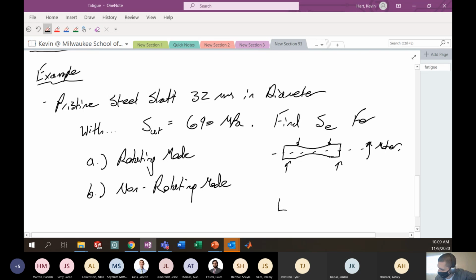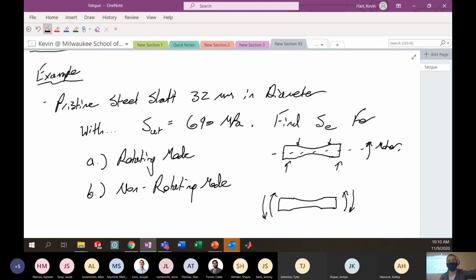A non-rotating mode, you basically have the same sample geometry. Okay, except now it's not rotating in a constant 4-point bend, but here we're just applying this cyclic sort of bending that looks something like this. All right, in this non-rotating mode, only the top and the bottom points on that cross section are experiencing the maximum tension and compression. Okay, so with this situation, which one would we expect to have a lower endurance limit?